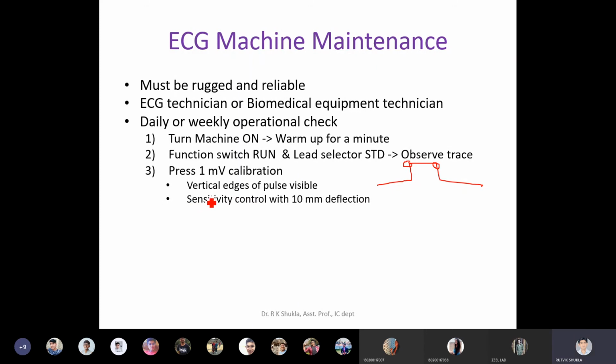Then you have to use the sensitivity control with 10 mm deflection. It means on the ECG paper, you have to press this sensitivity control so the trace will give you a deflection of 10 millimeter. Is the pulse square? You have to look whether the pulse is square or not. If not, then you have to look for certain troubleshooting process.